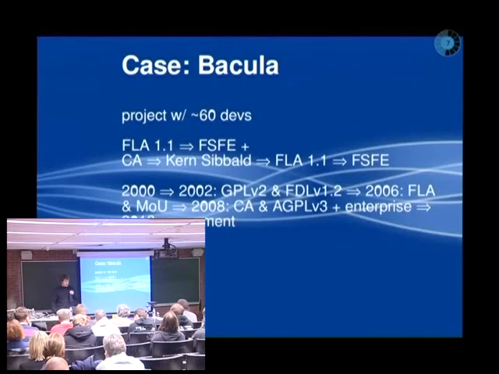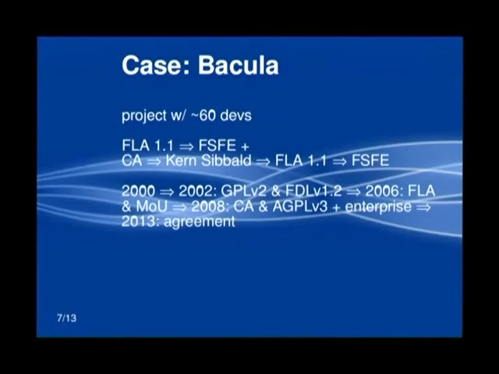So the next one is Bacula, which is a fairly bigger project with around 60 developers. And with Bacula, the thing is that it started in 2000 as a proprietary enterprise-ready backup solution. And in 2002, they released the code under the GPL v2 and the documentation under FDL. In 2006, they assigned all the copyrights using the FLA to FSFE, and we signed a memorandum of understanding regarding licensing.